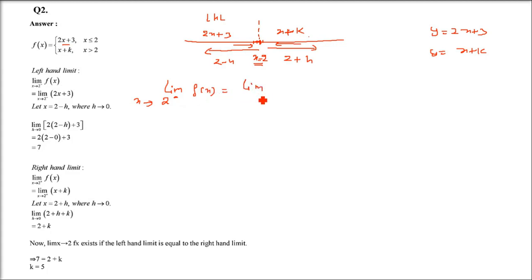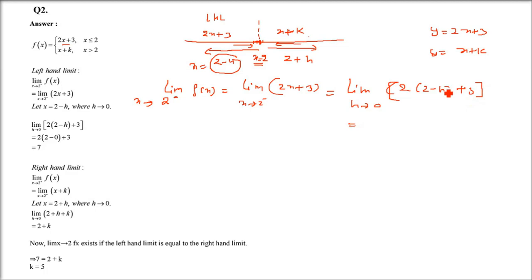So f(x) will be equal to limit x tends to 2 minus. And when we are talking about the left hand side, that is below 2 or equal to 2, it's 2x plus 3. So this is 2x plus 3. We will change to 2 minus h, because we have to change the limit to h. So limit h tends to 0. h has to be as small as possible. So in place of x, I am putting 2 minus h. We have to replace x by a minus h. a is 2 here. So just solve it.